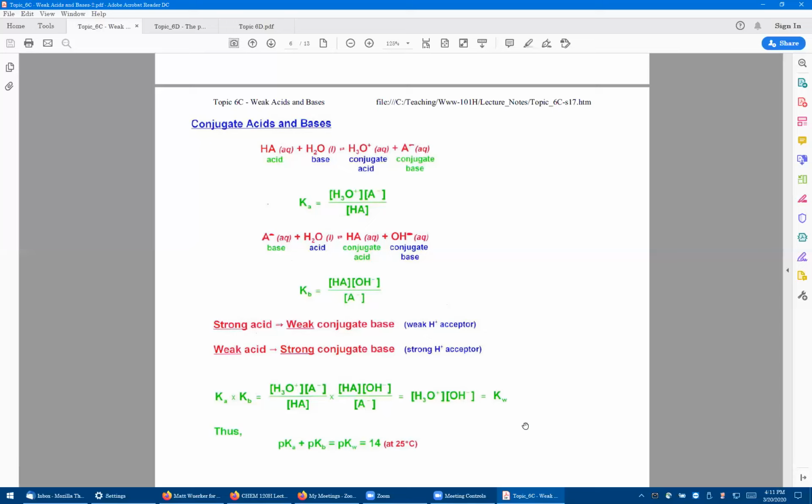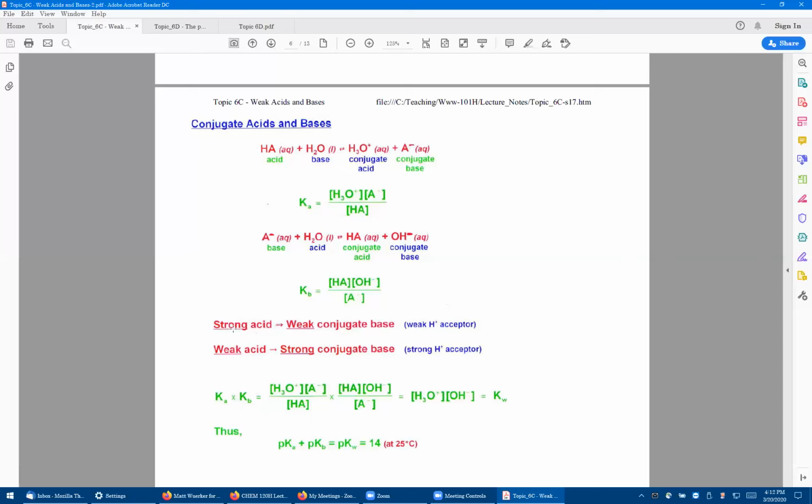It's 10 to the minus 14, which means that if I add together the pKa of the weak acid and the pKb of the weak base, because these are now logarithms instead of concentrations themselves, adding them together is the same thing as multiplying them. And so just as Ka times Kb must equal Kw, pKa plus pKb equals pKw, which has to be 14. And so that's what leads to this conclusion right here, that the larger one of these is, the smaller the other one has to be.